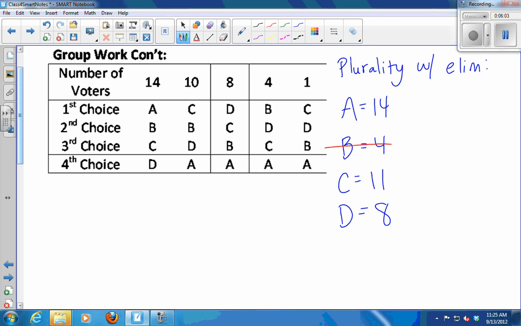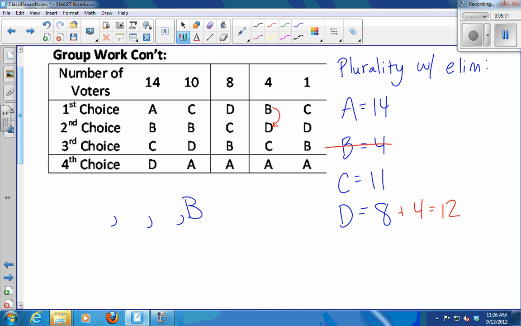B is going to be gone. D is going to get the votes that used to go to B, right? You just go to the next person on the ballot. So D is going to get those 4 votes, 12. But B was eliminated, so that means B is in last place. B gets last place because they got eliminated first. Okay, still no one has a majority.